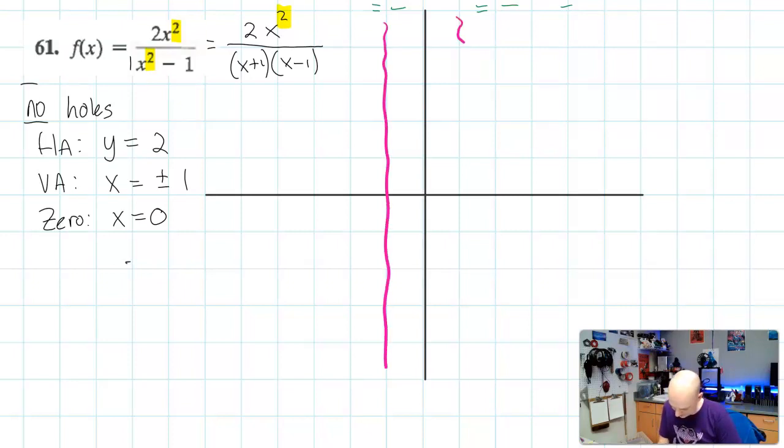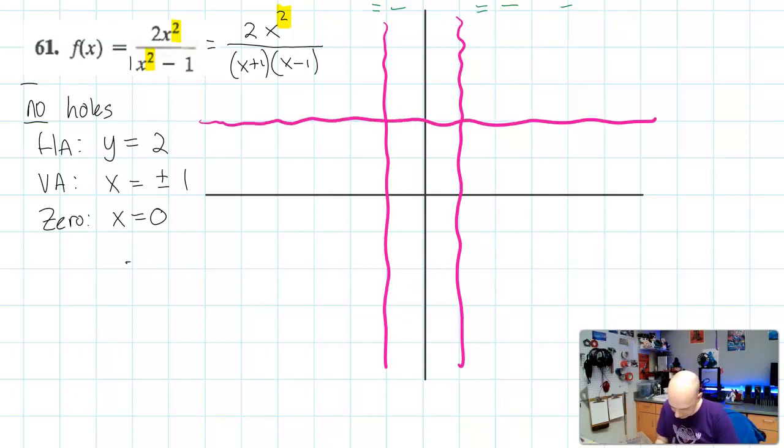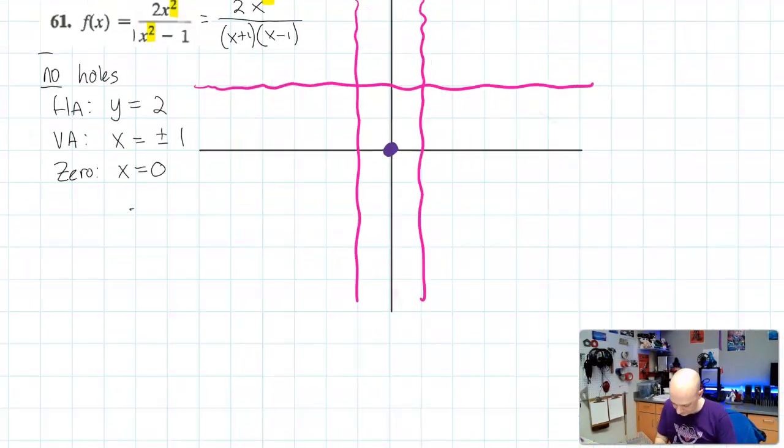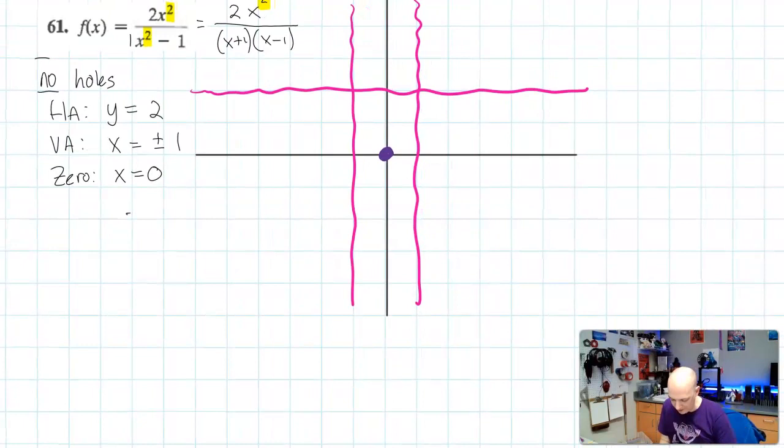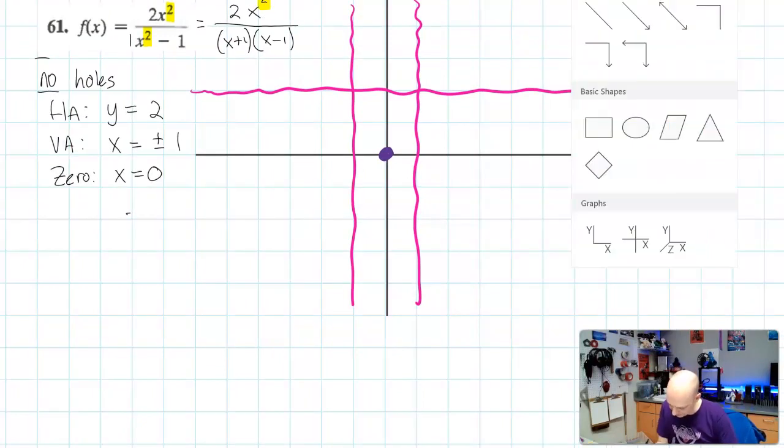Okay, vertical asymptotes on the 1s, horizontal asymptotes at 2, 0 at 0, no other zeros, and no holes. So there are now 3 boundary values. I guess that's similar to how it was before.